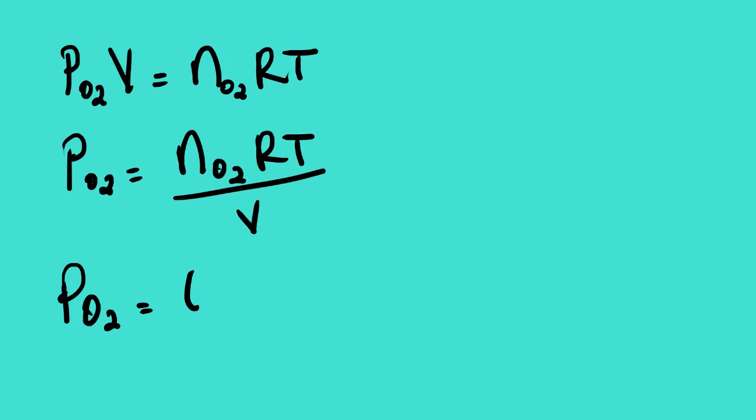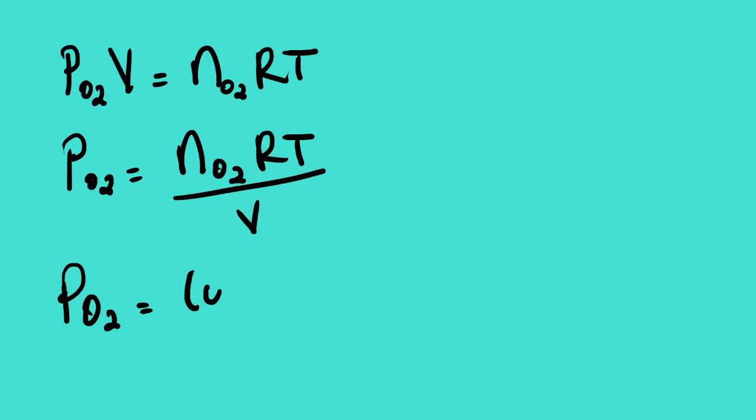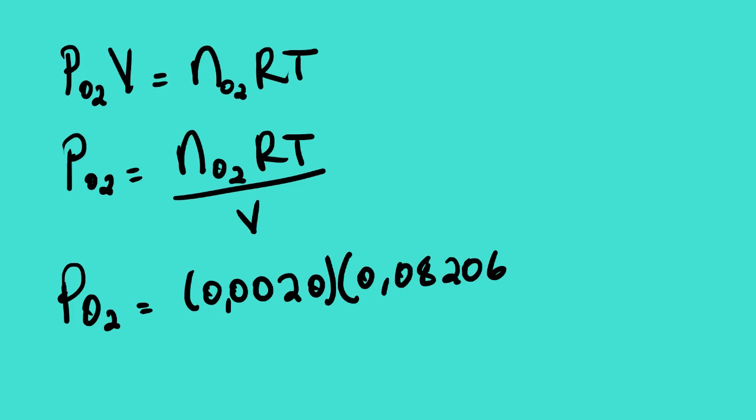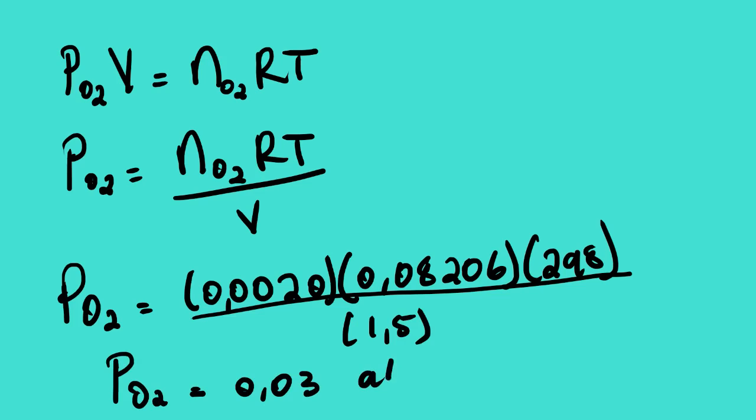Let me verify quickly. It's given as 0.0020 mole. Our R is 0.08206, and then our T is still 298, all over the volume, which is 1.5. So PO2 is equal to 0.03 atm. Let us go ahead and use another method to actually find the partial pressures.